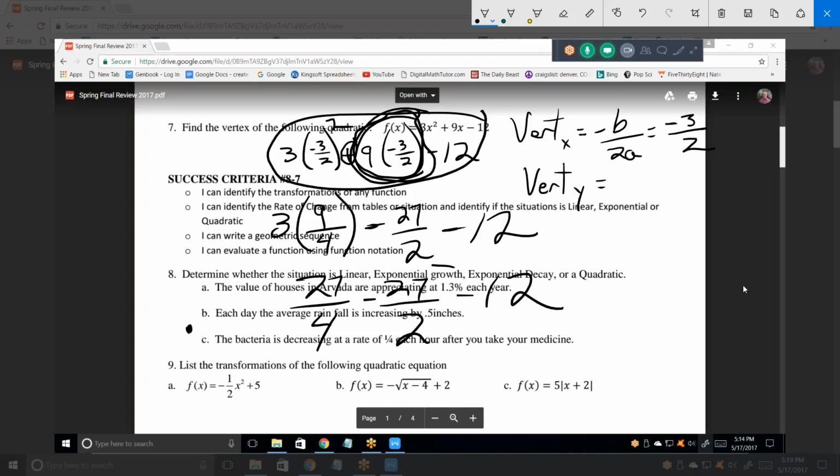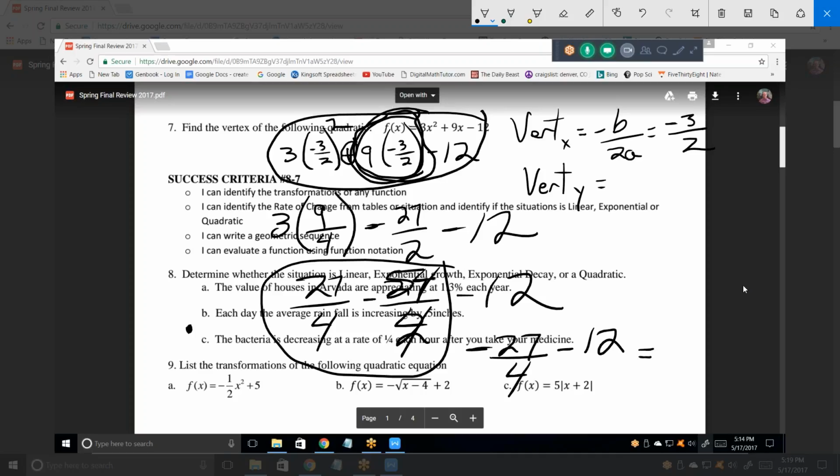Now, how do I do this math here? I need to double the 27. Okay, so that becomes 54/4. Now what's 27/4 minus 54/4? That is minus 27/4. Okay, and then minus 12. Let's get an answer entirely in fourths. Hold up. So how do you subtract 12 from that?